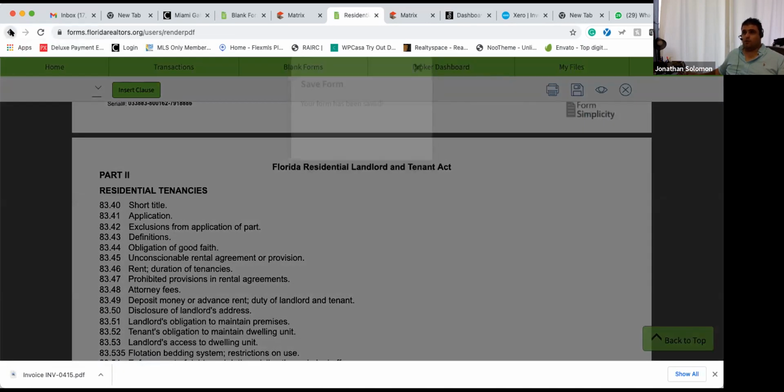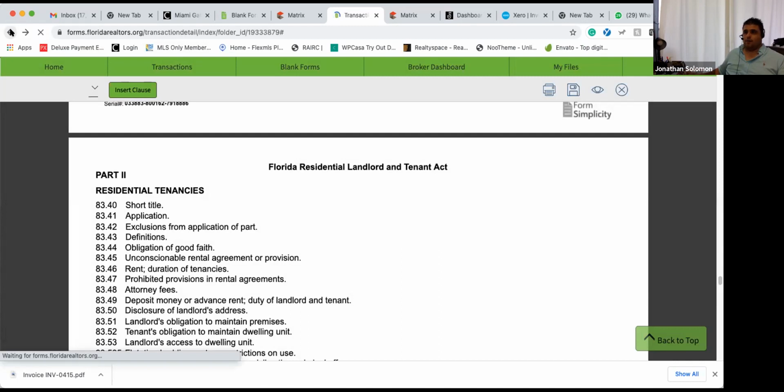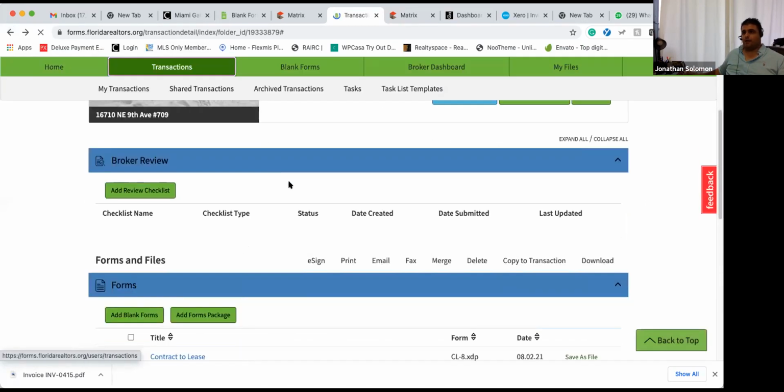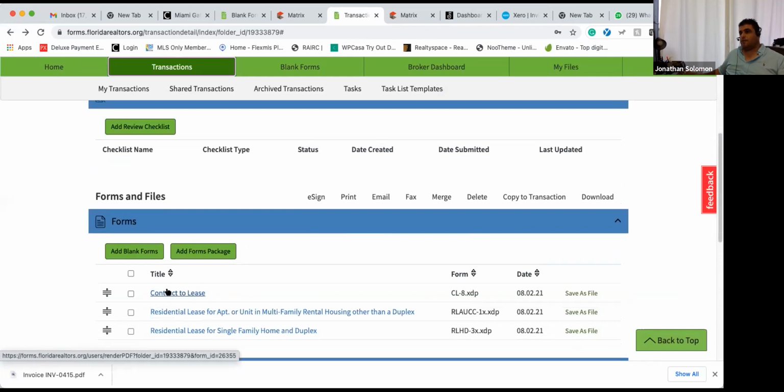We covered a lot so far. Both types of leases and the contract to lease, which is the offer to the lease itself, and the requirements from the tenant. Now what if we represent the landlord and we need to prepare a listing agreement between us and the landlord? We're trying to get a listing from the landlord. We want to prepare a listing agreement.